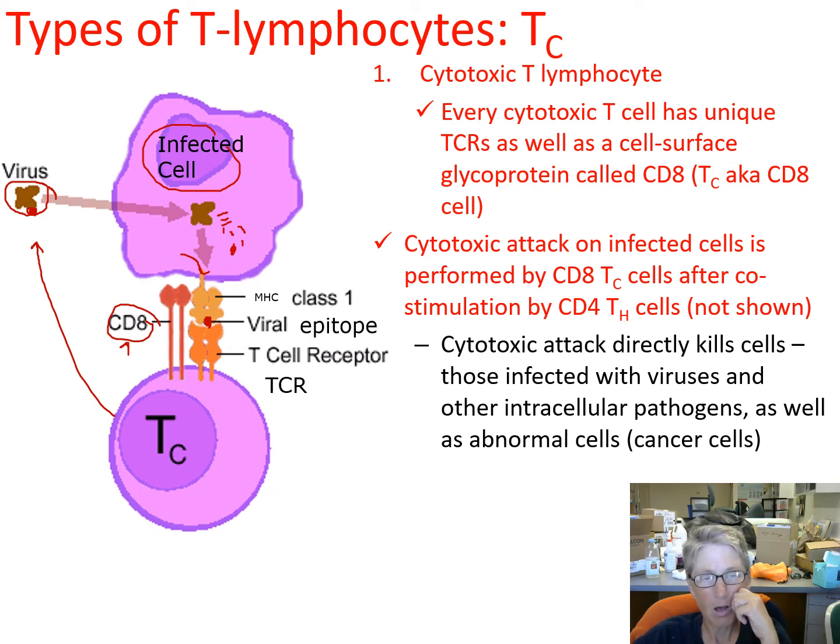So cytotoxic attack on the infected cell is performed by these CD8 positive cytotoxic T cells, usually after co-stimulation with T helper cells or CD4 cells. It doesn't show that in this cartoon. It just shows this cytotoxic T cell killing an infected cell on its own. But most of the time, you need another interaction using the helper T cell to fully activate the cytotoxic T cell so that it can kill the infected cell.